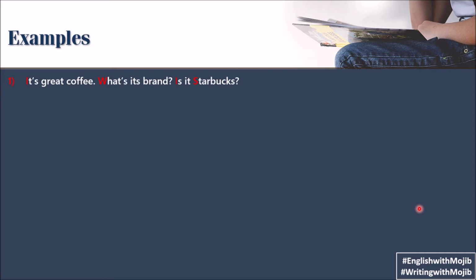Examples. Okay, the capital letters are red. Number 1, it's great coffee. What's its brand? Is it Starbucks? I, beginning of a sentence, I is always capital. W, beginning of a sentence after period. I, beginning of a sentence and after question mark. And S is a proper noun. Actually, Starbucks is a proper noun, and S is the first letter and should be capital.